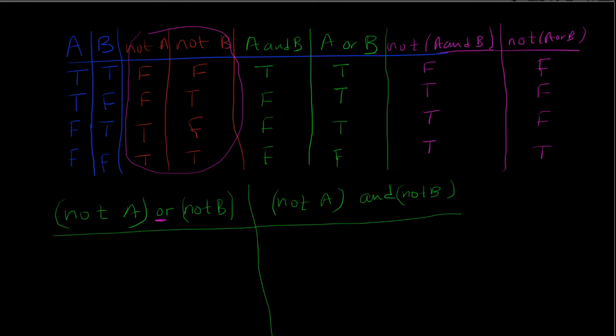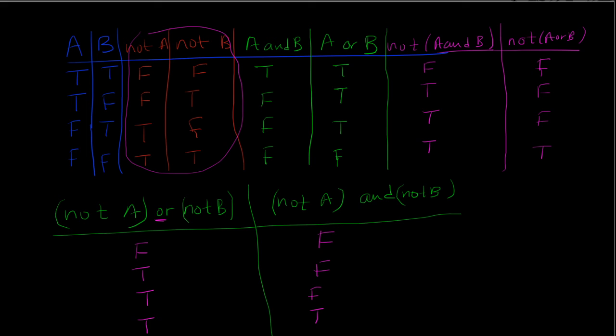This, we have an or here, so it's going to be true when there's at least one truth value. So the first one's going to be false, and the rest are going to be true. Not A and not B, we're still going to be looking at those two columns, and it's only going to be true when they're both true. And that's going to be the last entry.